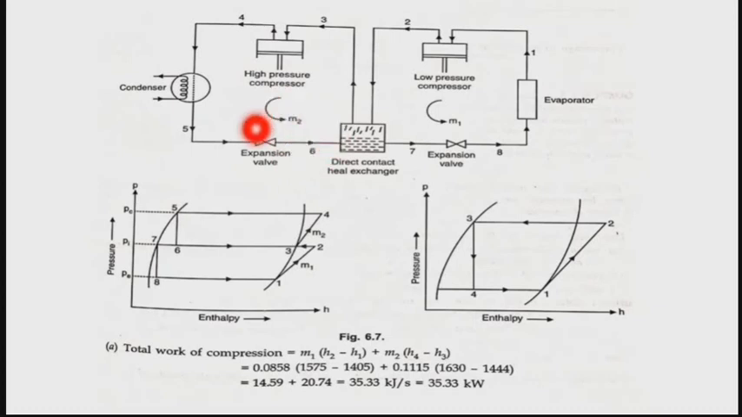M2 into H6 is coming to the heat exchanger, and also M1 into H2 is coming to this heat exchanger. But H7 into M1 is going from the heat exchanger, and H3 into M2 is also going. So all goings are added on one side and all comings are added on the other side.